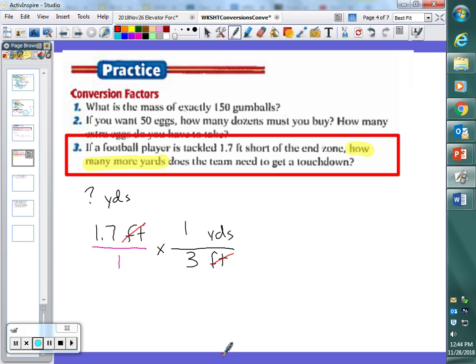So feet and feet go away, right? Not the number, just the unit. Okay? Now, what's the only unit left in our problem? Yards. Yards, and that's good because that's what we want. Okay, now it's time to do some more math.